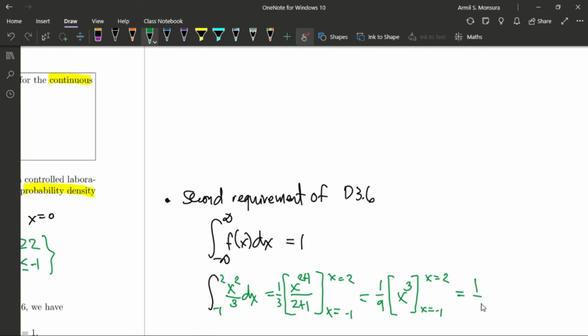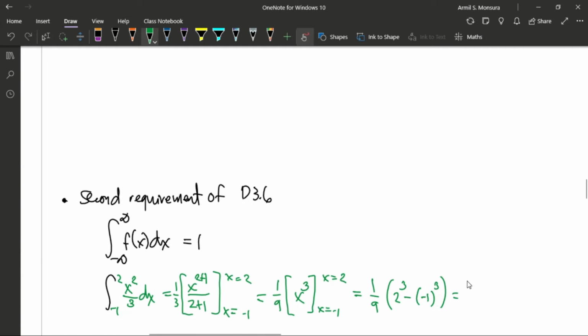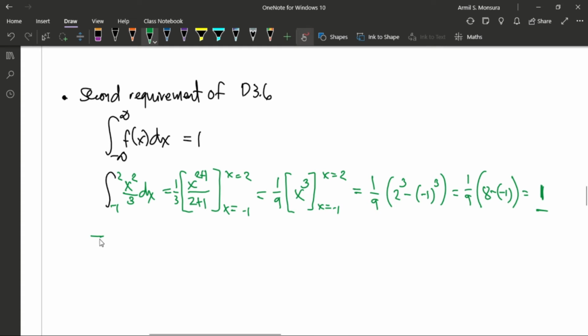Okay? Which gives us 1 over 9 times 2 cubed, minus negative 1 cubed, or this is 1/9 times this is 8, minus negative 1 cubed, which is negative 1. So this is 8 minus negative 1 is 9 times 1/9. So this is equal to 1. Okay. So therefore, the second requirement of definition 3.6 is complied with.